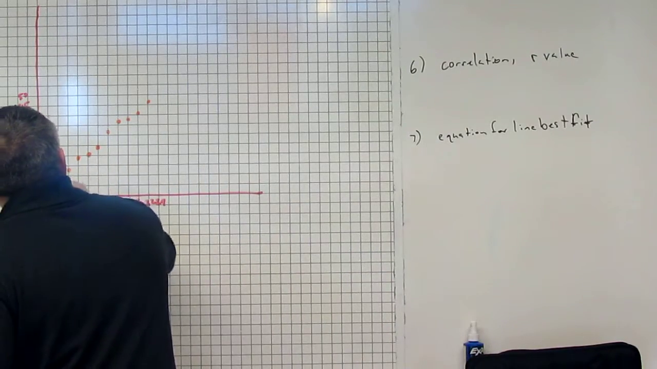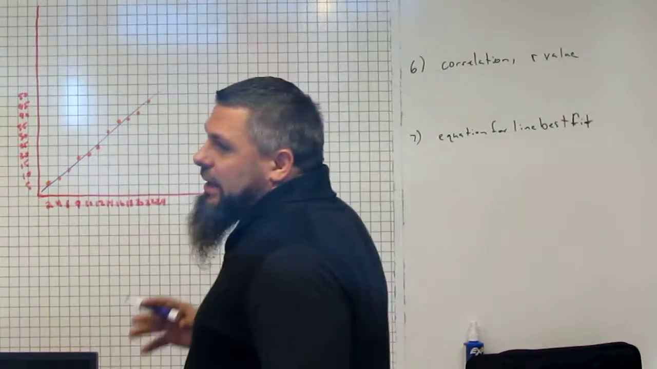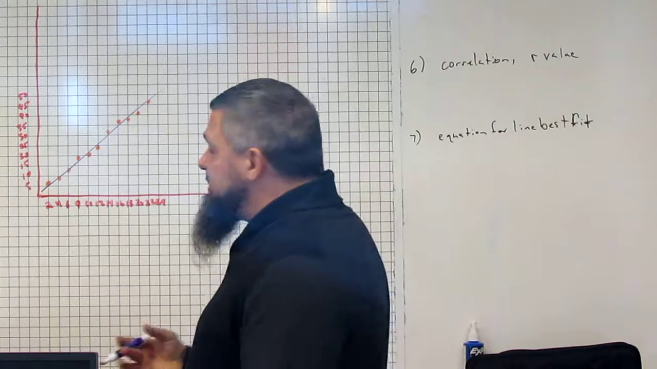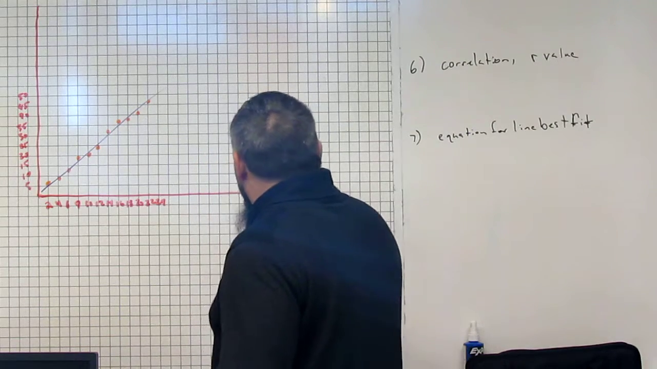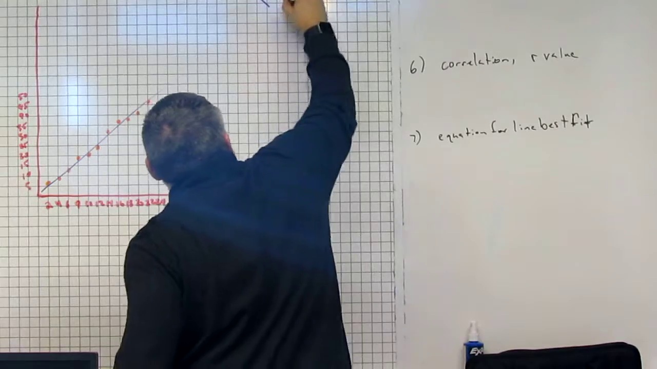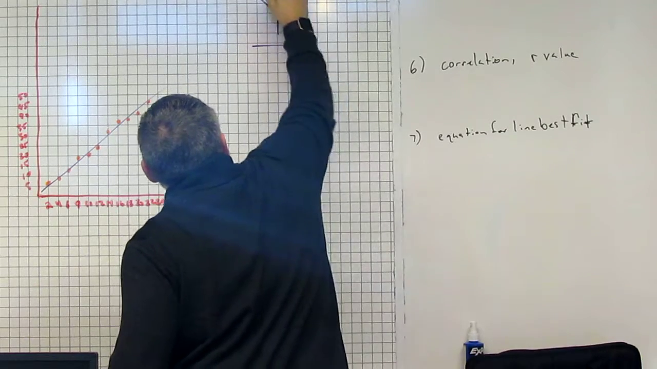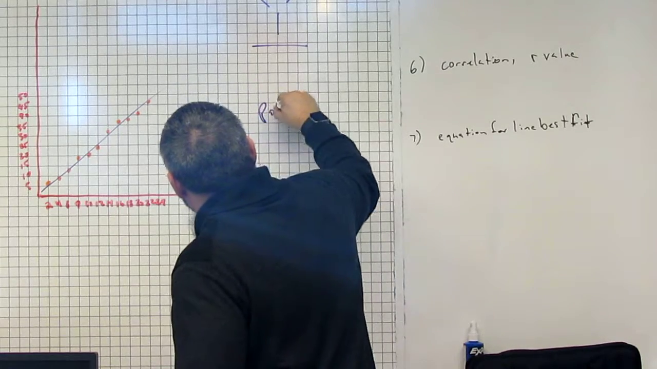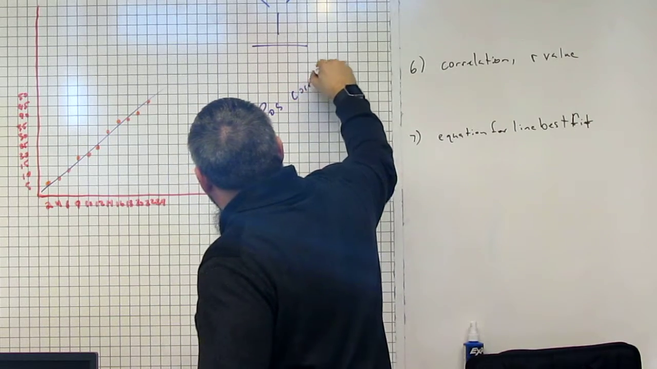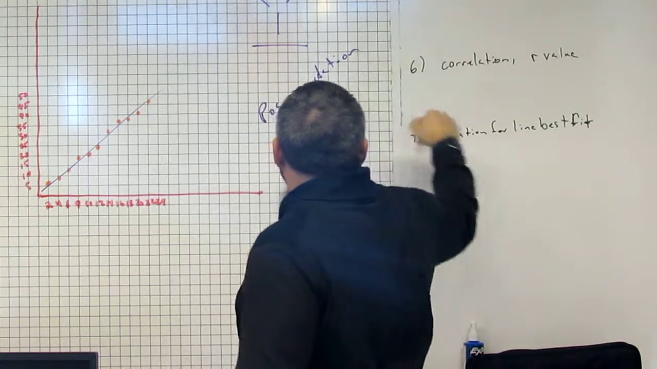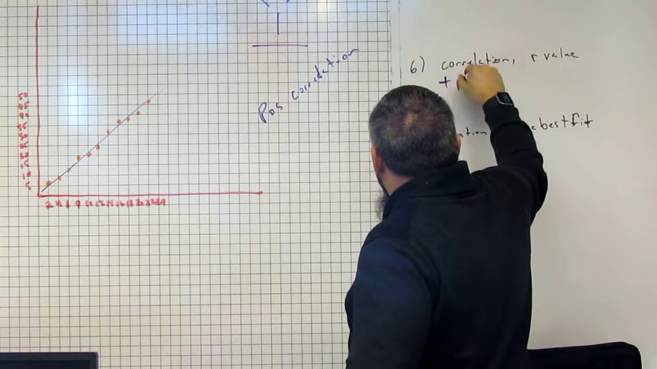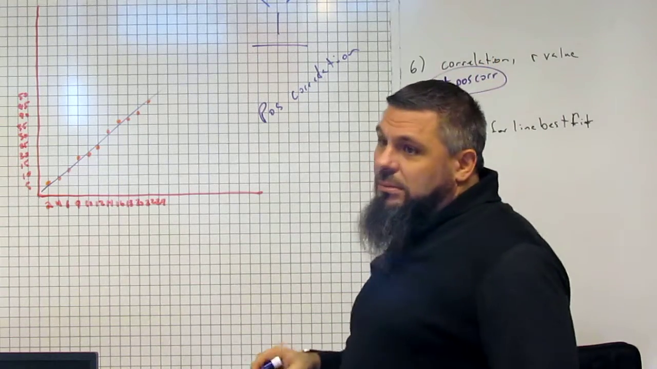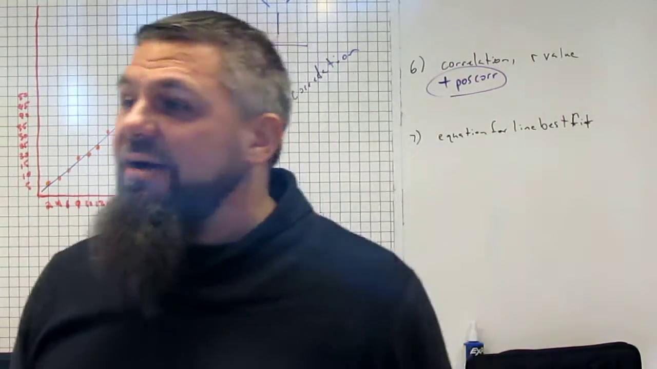Line through here, right? And that line is either a positive or negative slope. So is this positive or negative? Positive. Good. So if you remember the face, right? This is negative, that's positive. So this is a positive correlation. Okay? That's half of that problem.